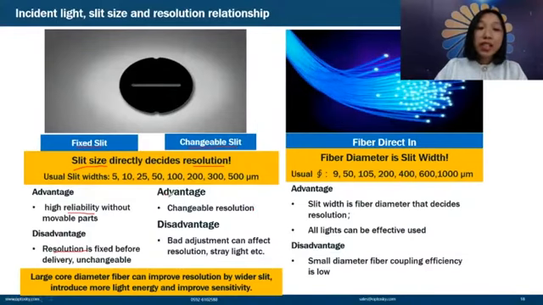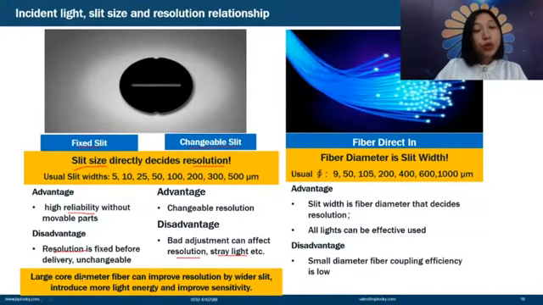Because of market requirements, customers sometimes need to change application. So we have the changeable slit. The advantage is it can change the slit and change resolution according to customers' demand. However, the disadvantage is the slit is changed by the customer. If they don't adjust well, or it has a bad adjustment, it can affect the resolution and straight line, so it affects the performance.